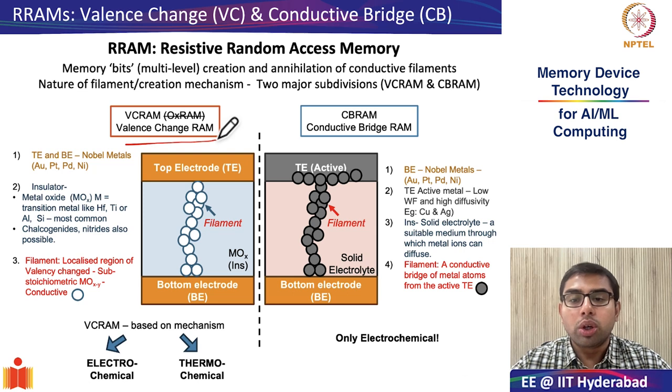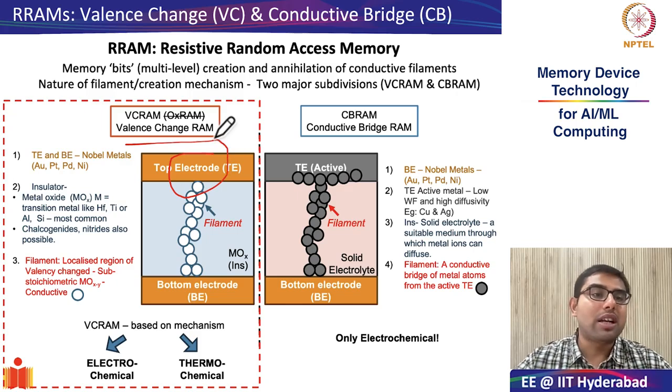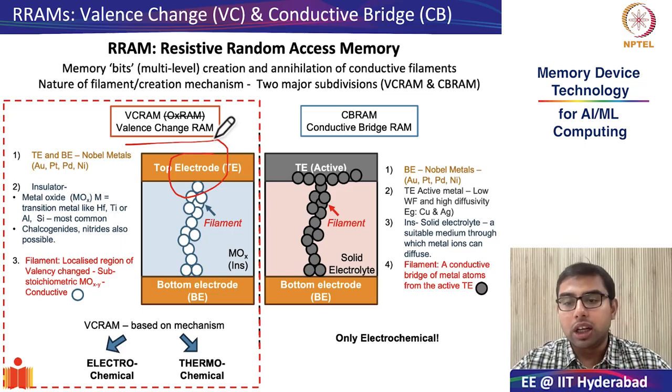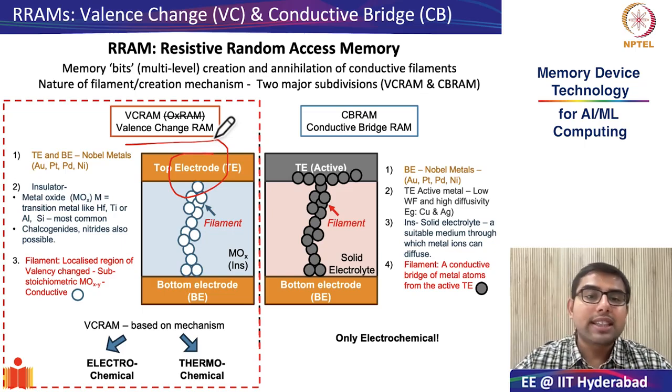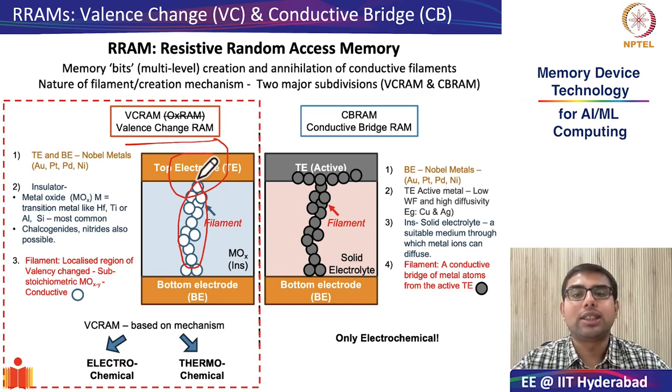So let us today begin with the valence change RAM, or the VCRAM. Remember, here the top and bottom electrodes consisted of noble materials, high work function metals like gold, platinum, palladium, and the functional filament was formed because there was a valency change in the metal oxide, and this localized substoichiometric oxide is what creates the conductive filament. So the first question that we will try to ask today is, what is the physical mechanism by which this filament is formed?